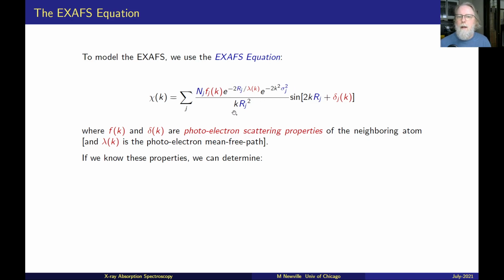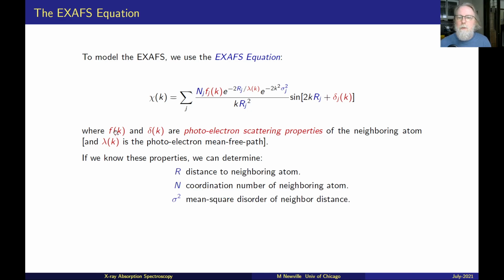that are the coordination number and the distance to the neighboring atoms and the disorder in the neighboring atom. And in addition, there are these terms f, delta, and lambda that are photoelectron scattering properties of the neighboring atom. And if we know those scattering properties, then we can extract our distance, coordination number, and mean square disorder of the neighboring atoms. That's how we will do the analysis. We'll get these properties and use those in this equation to extract those values.